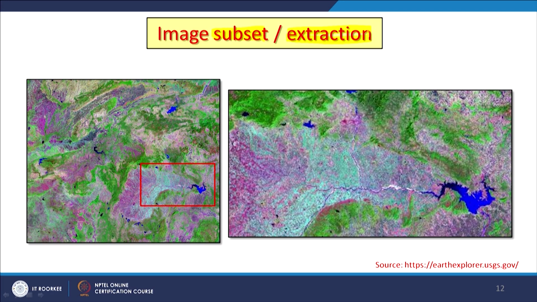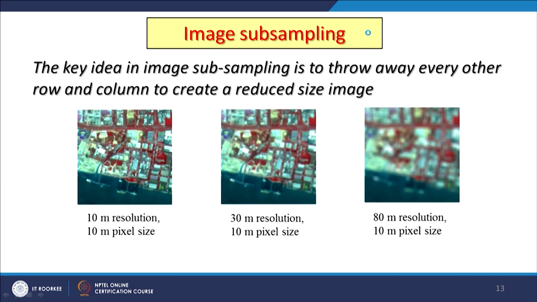So, the only thing you require is a polygon boundary. Here one polygon boundary has been chosen, that is a rectangle, the red rectangle shown, and one can have some other boundaries, but it has to be a polygon, and then extraction is possible. Creating a subset of an image is easily possible.